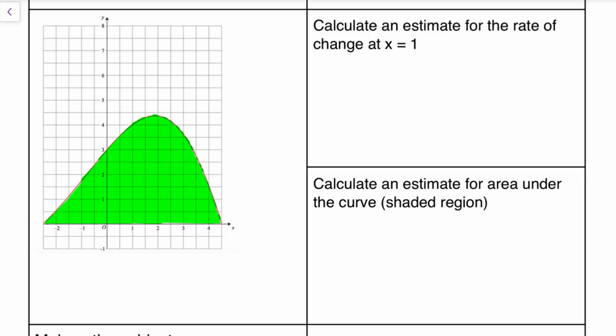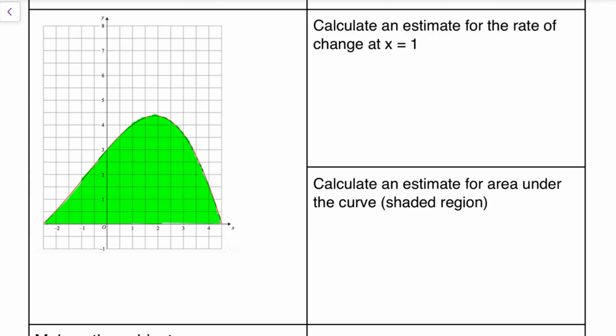Okay, here we go. What's the green thing about? Calculate an estimate for the rate of change. Oh, it's another gradient question. I don't really like these. And then it says calculate an estimate for the area under the curve. So it gets even worse because now I need to divide it up into different bits. Okay, let's start with the gradient. What I might then do, just to neaten it up, is then delete it and just do the area underneath.